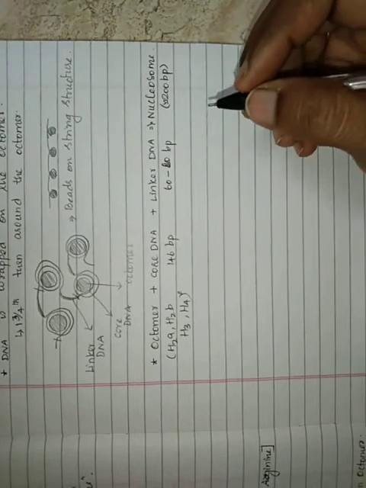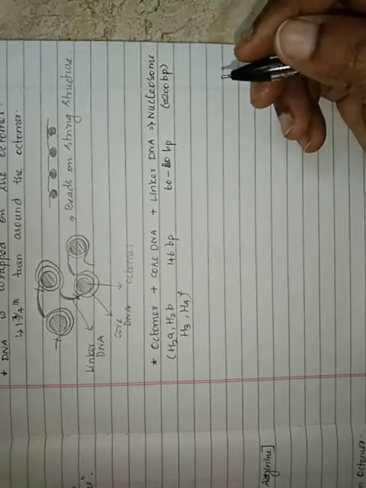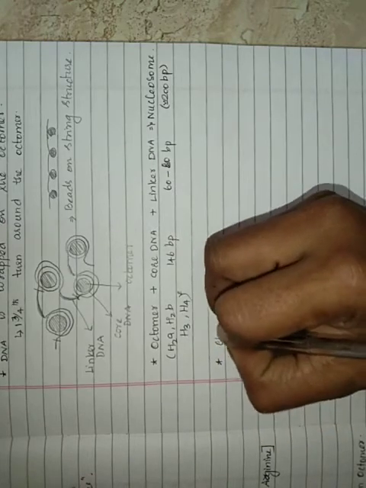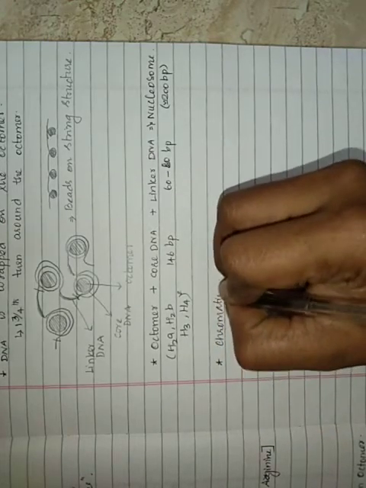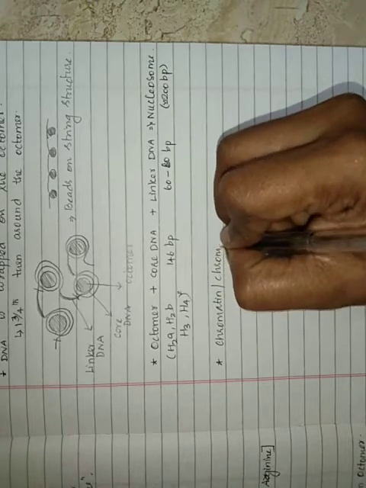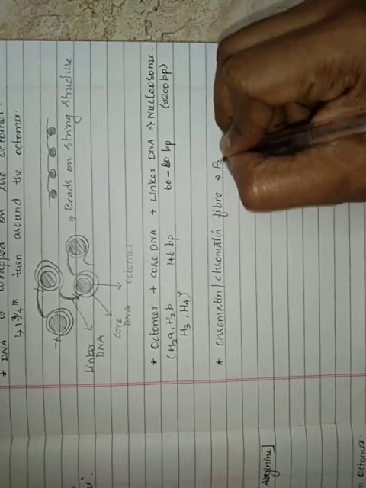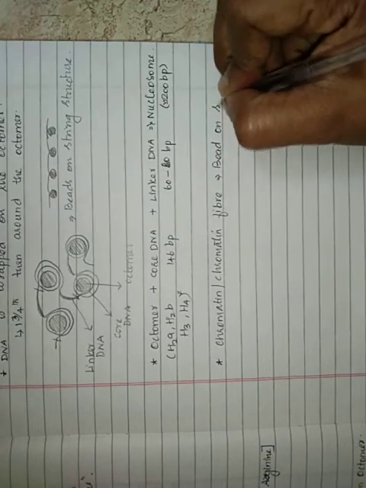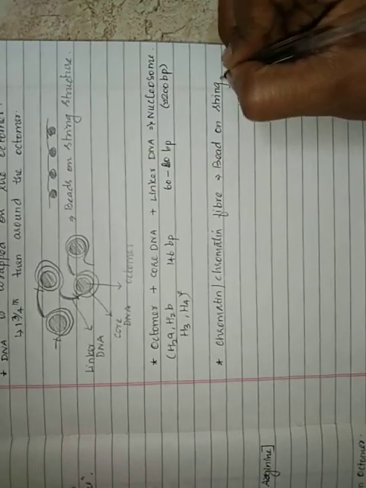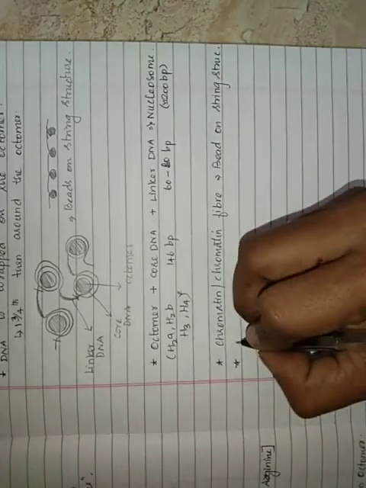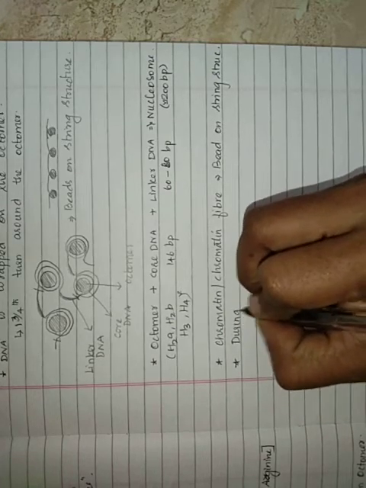So this is how the DNA is packed in the nucleus of the cell, in the form of a bead on a string structure. This is the chromatin fiber. So chromatin, or the chromatin fiber, is called a bead on string structure, and this chromatin fiber during cell division.